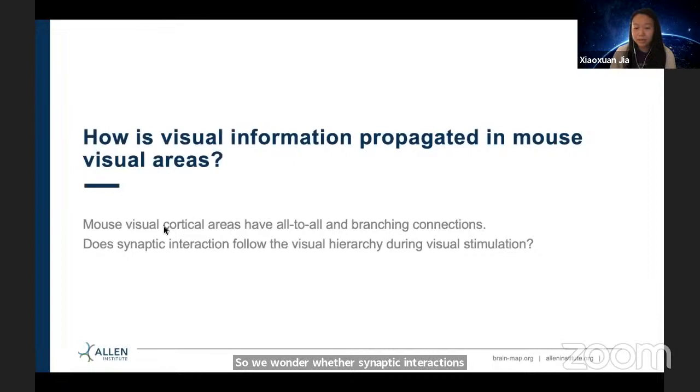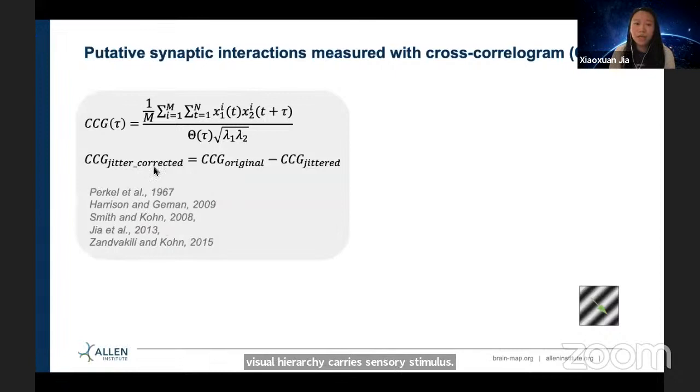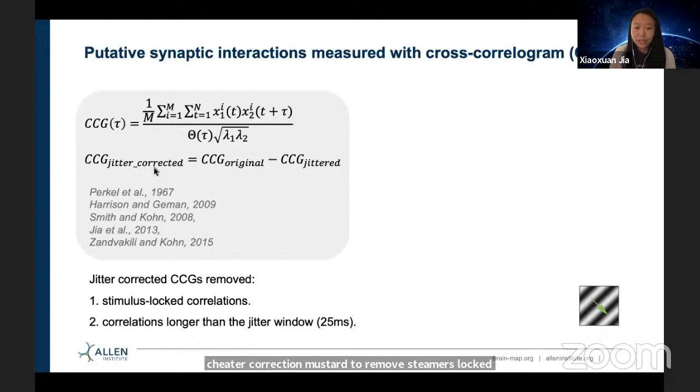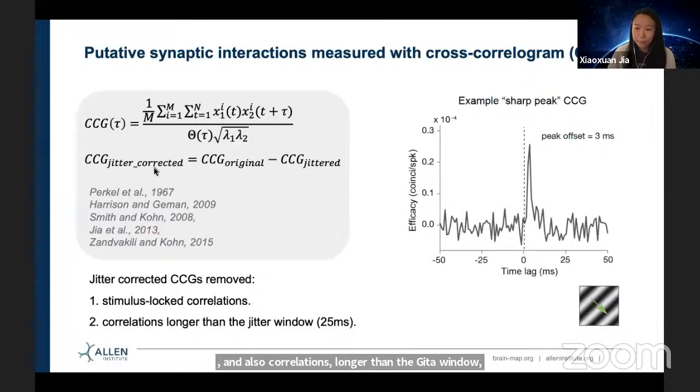So we used a cross-correlogram method to quantify the putative synaptic interactions with spiking activity. The cross-correlogram measures the relative spike timing between two spike trains. It can reflect correlation at a range of timescales. But because we are more interested in putative synaptic interaction, which occurs at a fast timescale, we use a jitter correction method to remove the stimulus-locked component and also correlations longer than the jitter window, which we determined to be 25 milliseconds. On the right side is an example CCG with a sharp peak.